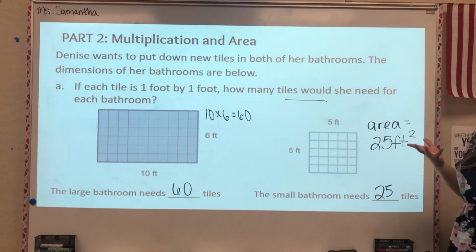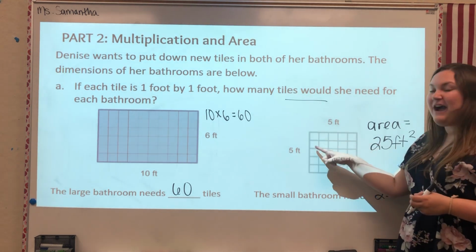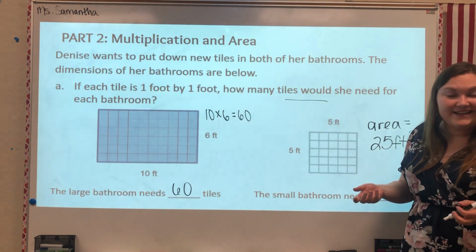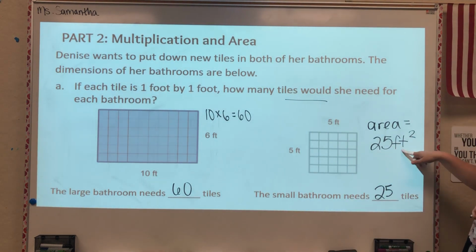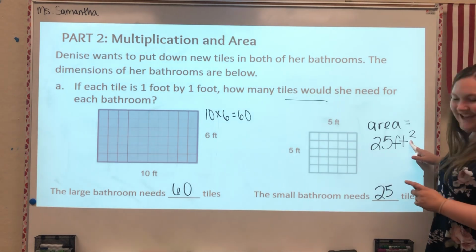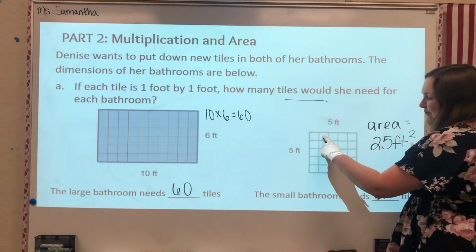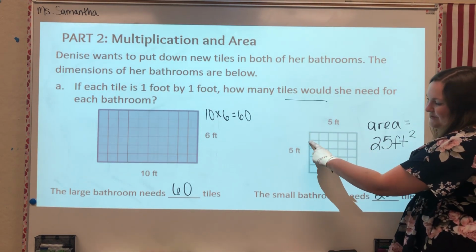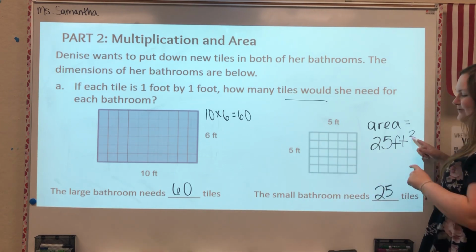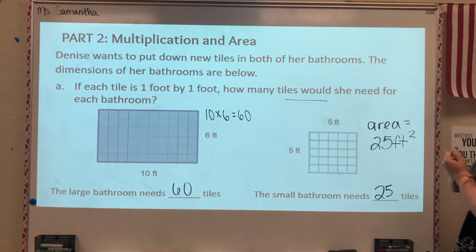That squared, one way you can think of it is literally coming from how many of these squares are inside the shape. So when we say 25 feet squared, we're literally saying there are 25 squares, and each square is 1 foot by 1 foot, so 25 square feet. The area of this one's 25 square feet.